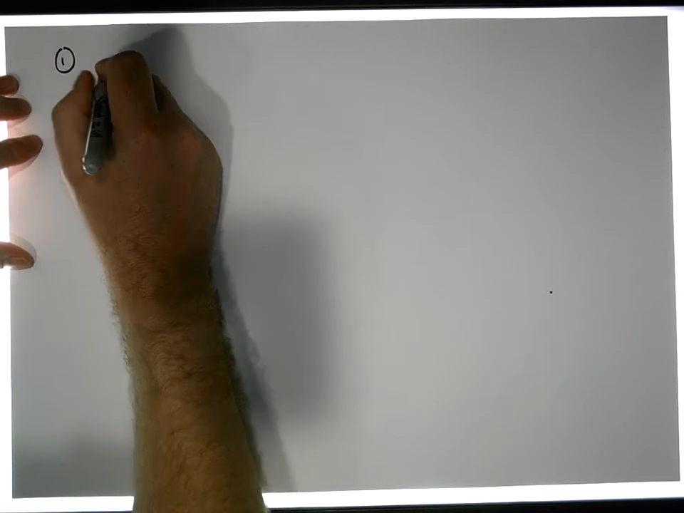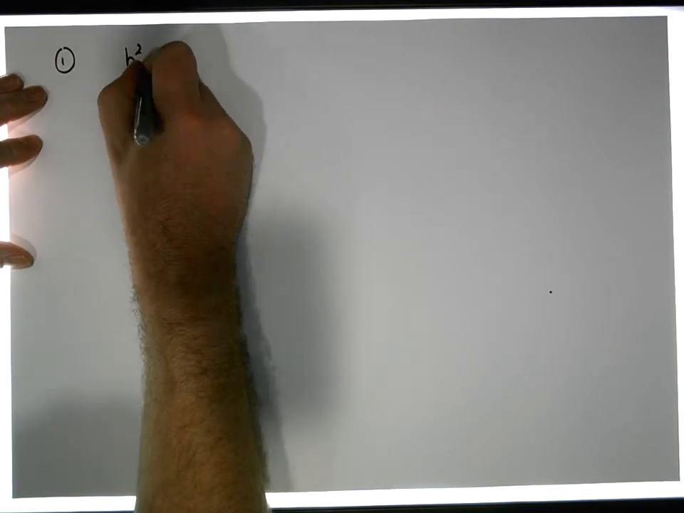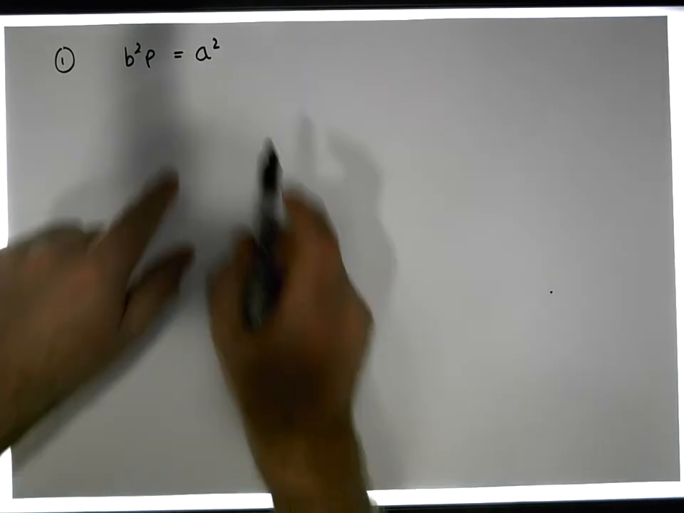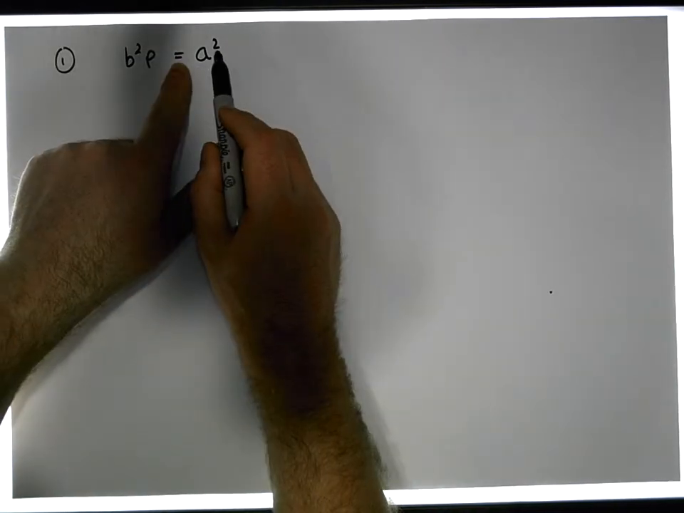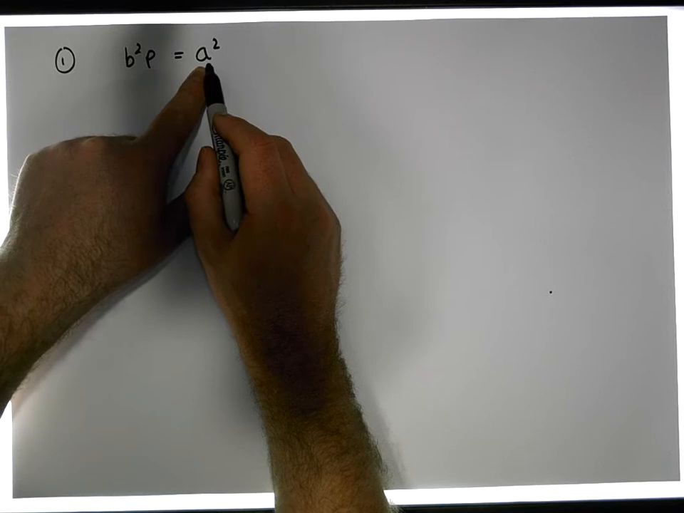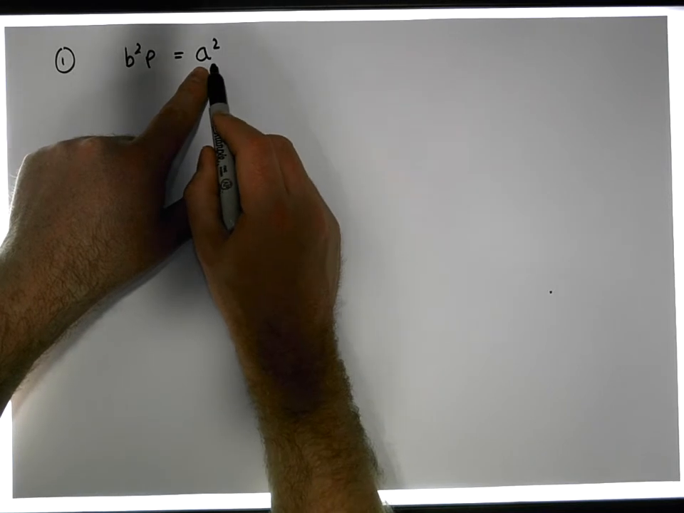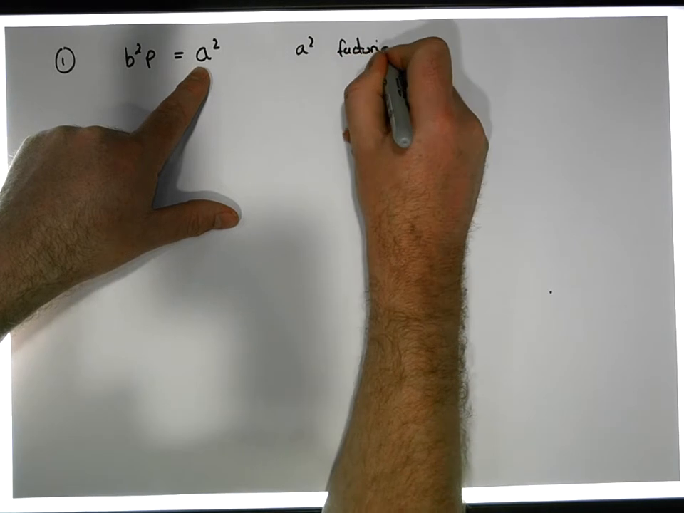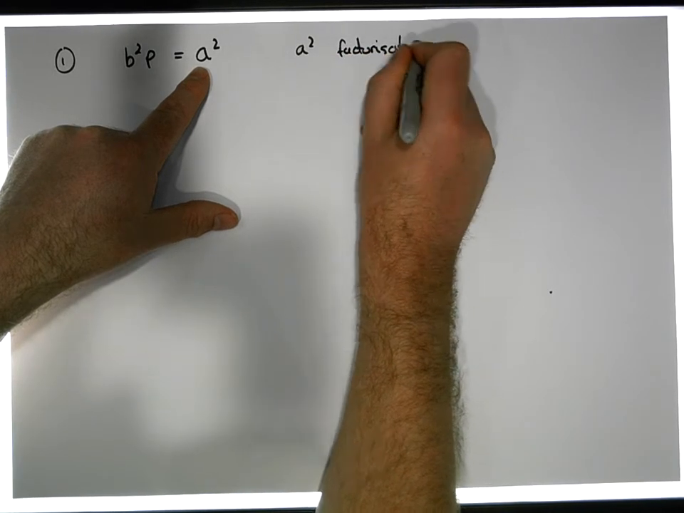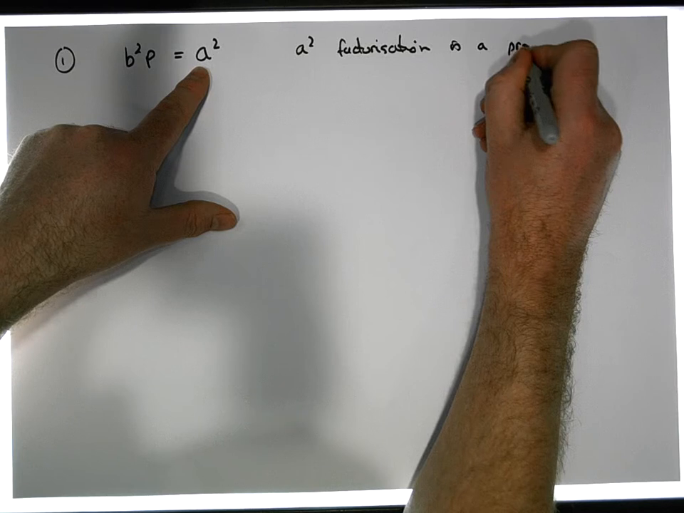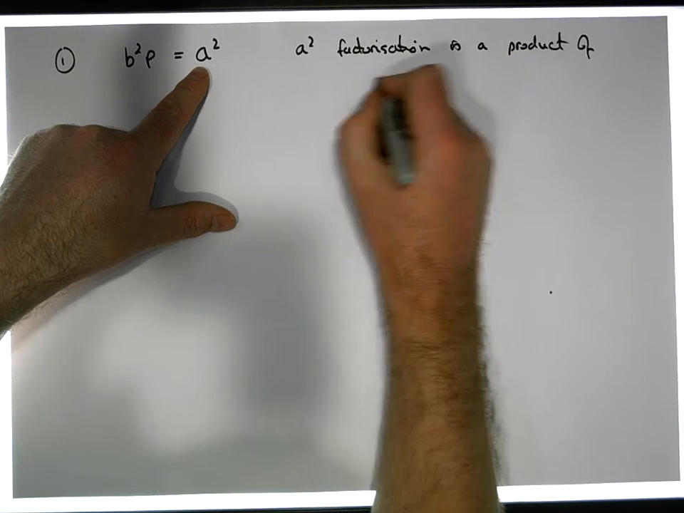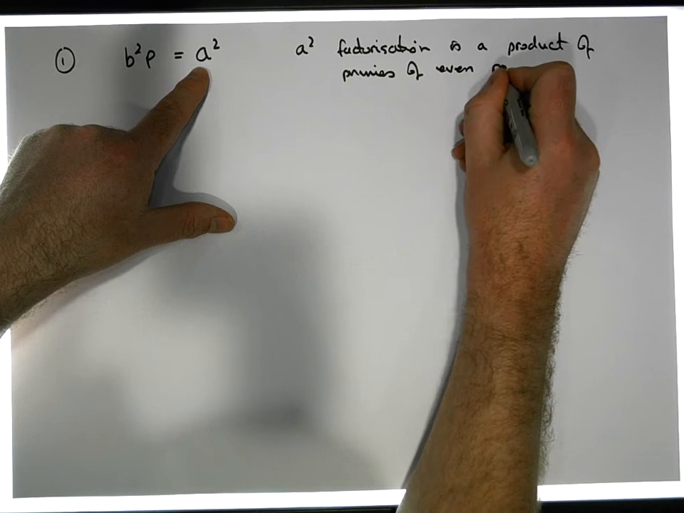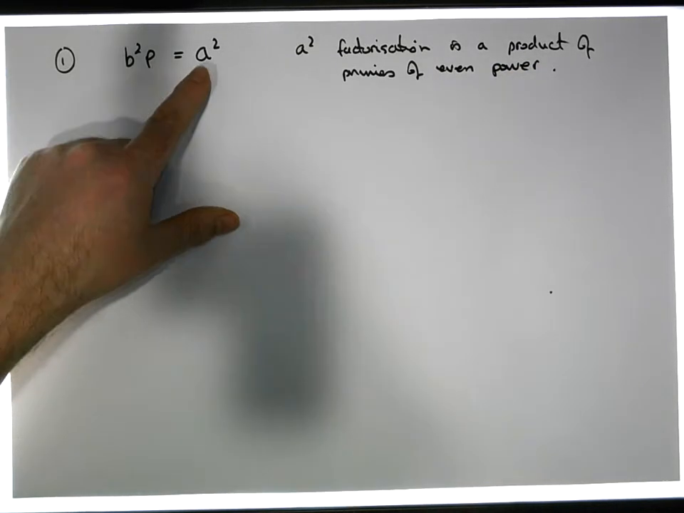So let's consider one again. Let's say b squared p is equal to a squared. Now, this is saying that a squared is equal to b squared p. But a squared's factorization is a product of primes of even power. Each prime occurs an even number of times.